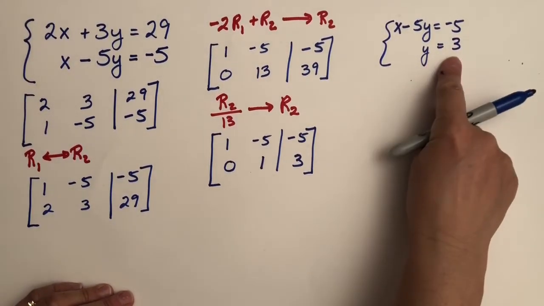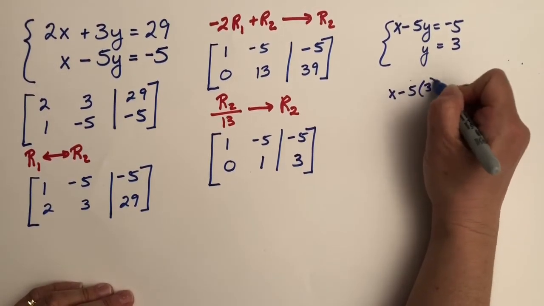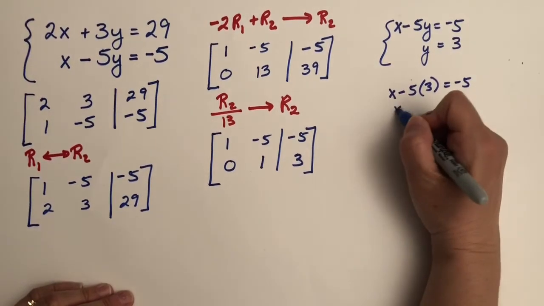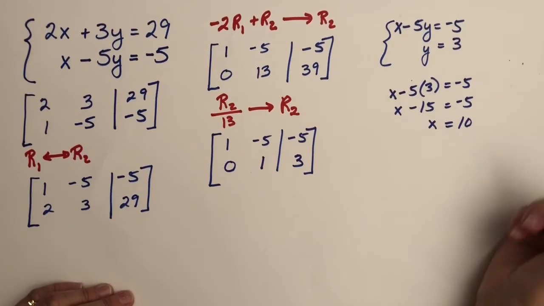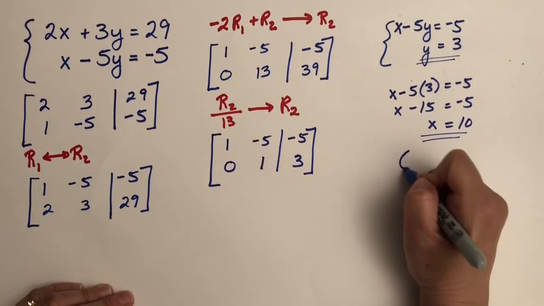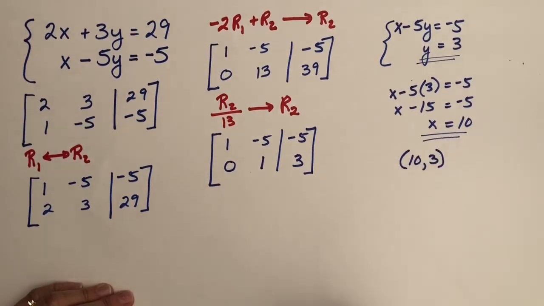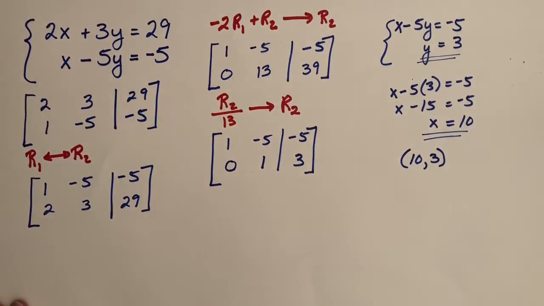And now it's just a simple back substitution. x minus 5 times 3 equals negative 5. Solve that equation. So our solution is (10, 3). And remember, you can always check to see if it's an actual solution by substituting it into both equations and confirming that it makes them both true. Let's move on and solve a 3 by 3 system now.